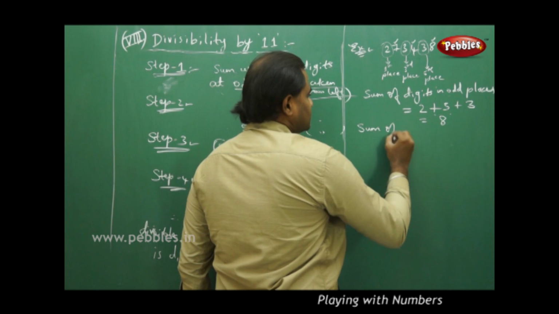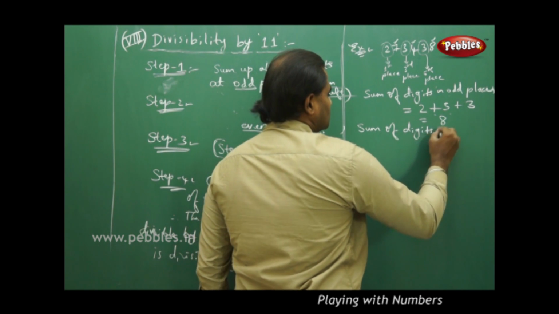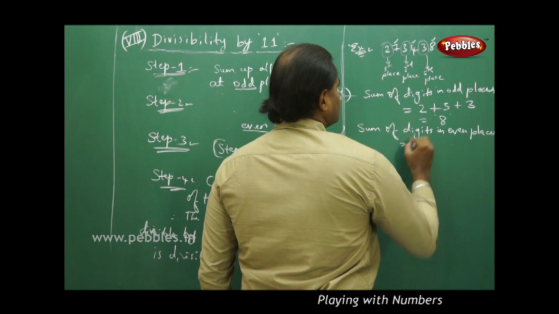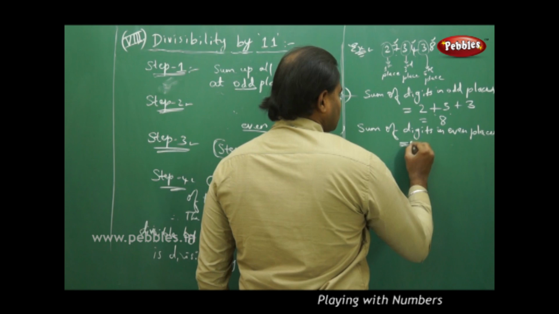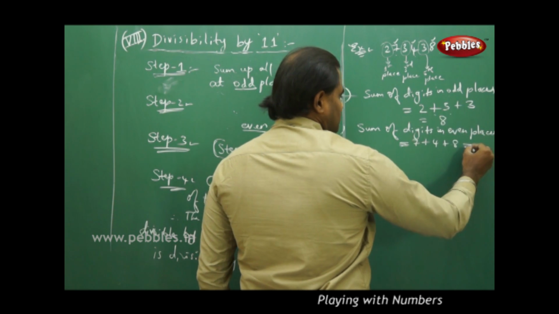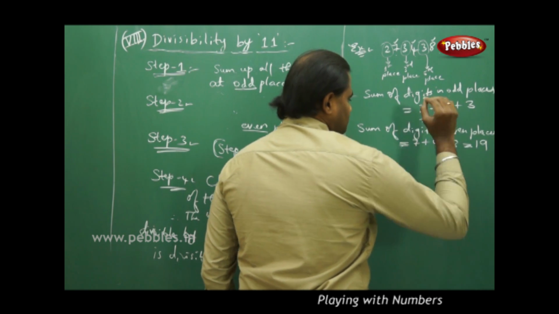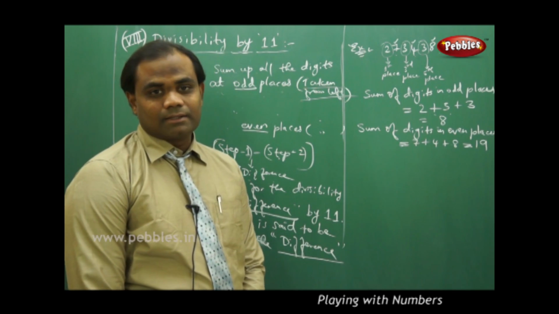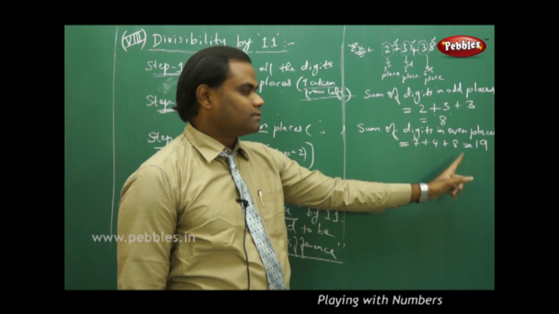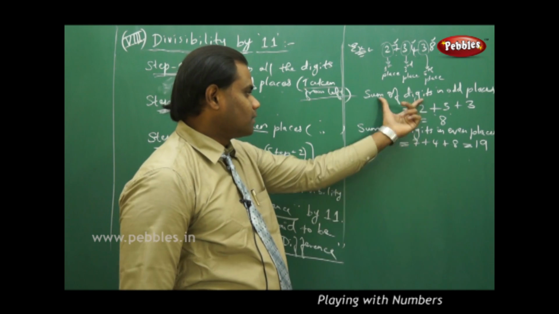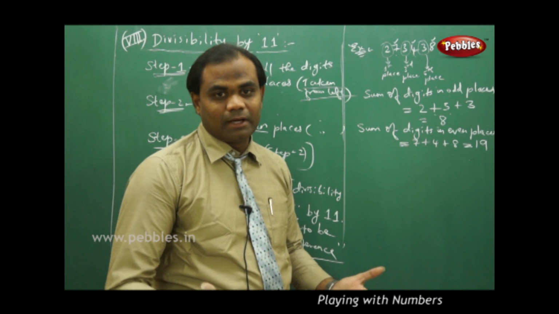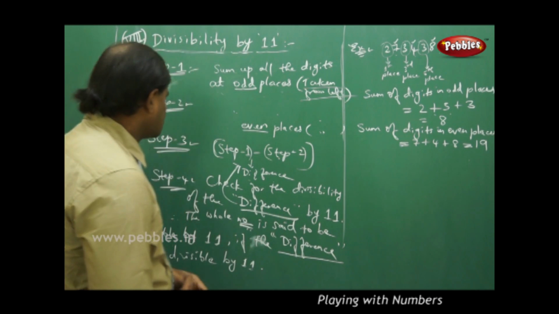So the sum of digits in even places are already picked here to be 7, 4, and 8. Therefore, when I sum up 7, 4, and 8, I get 11 plus 8, which is 19. So this is how I get summing up the digits in even places and summing up the digits in odd places, which are 8 and 9. So these are the step 1 and step 2 processes which I have used in identifying the number for its divisibility by 11. So now let's go with step 3.